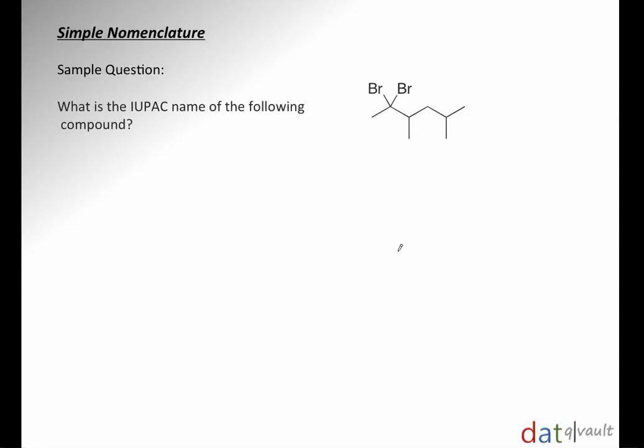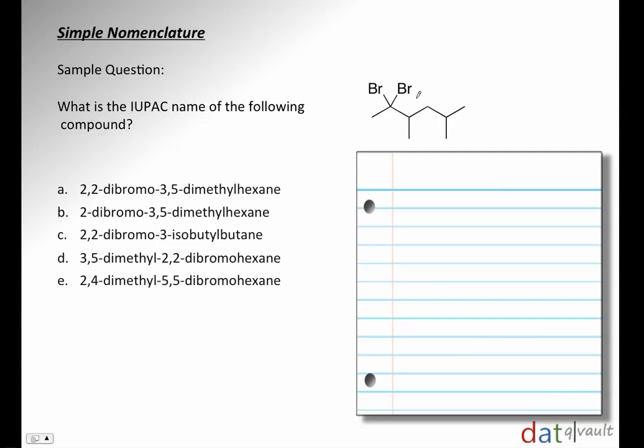Alright, let's do one more sample question. In this question, they want to know the IUPAC name of the following halogenated compound. So I'm going to start by letting you guys solve this problem without seeing the answers, as you normally would on the exam. So go ahead and hit the pause button and try to solve this question without seeing the answers. Alright, let's solve this problem together and see how we did. Just like the DAT, we're given 5 different answers. And now we're going to try to solve this question over here on the blank piece of paper.